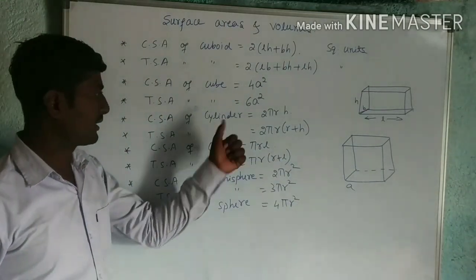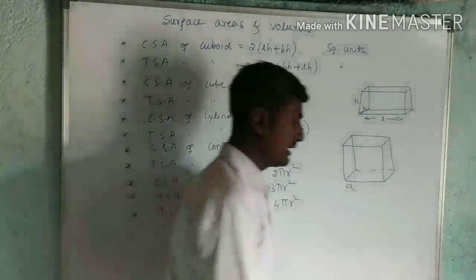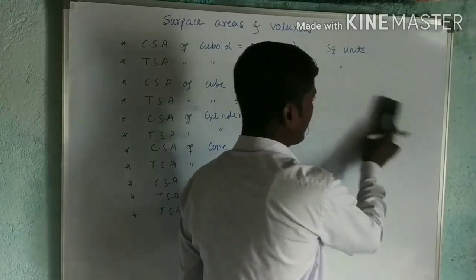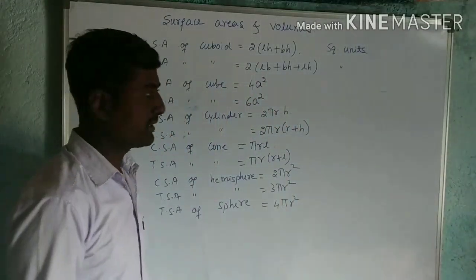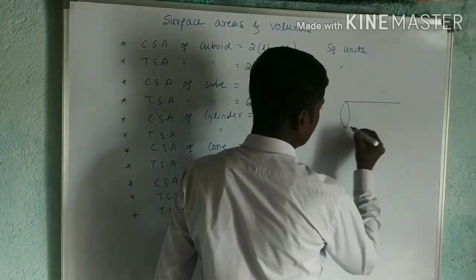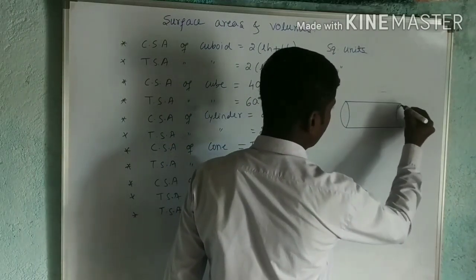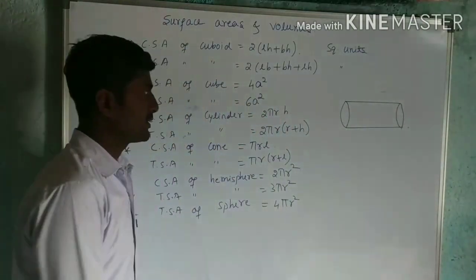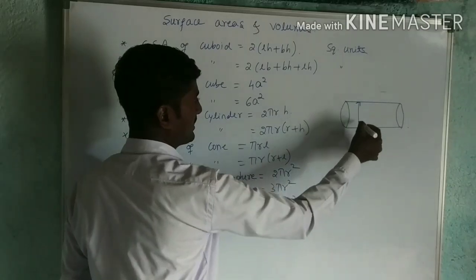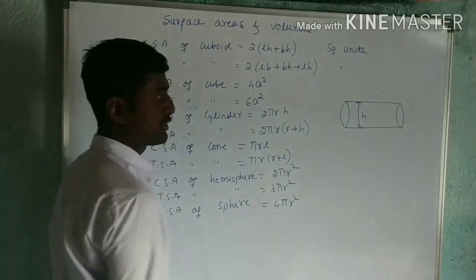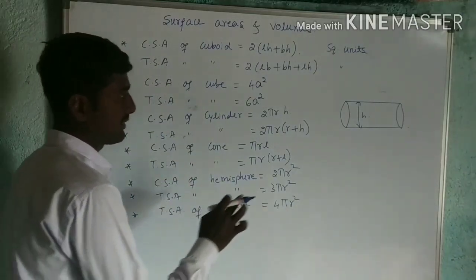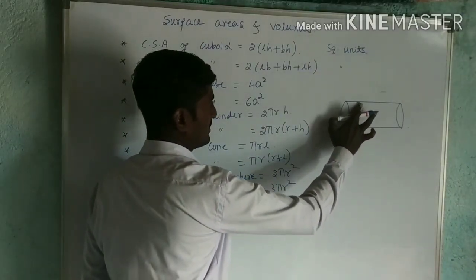Now we'll go for a cylinder. Already we know the diagram for that. You can take any pipe, a PVC pipe, as a cylinder. So this will be the cylinder. Here, the height will be this one. This is the height of the cylinder, H.